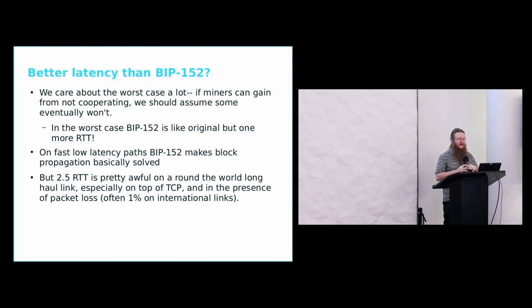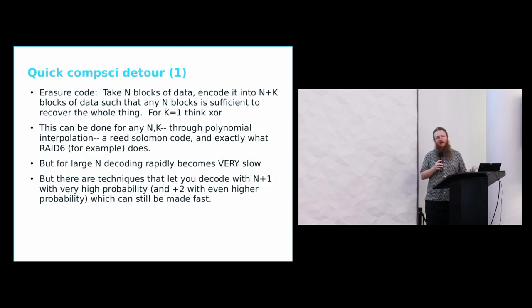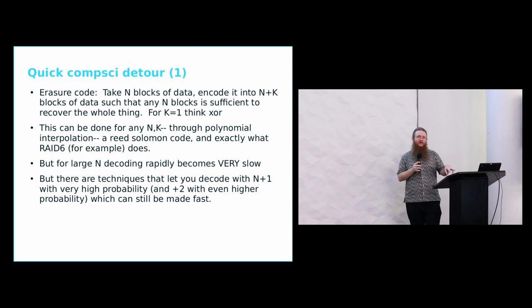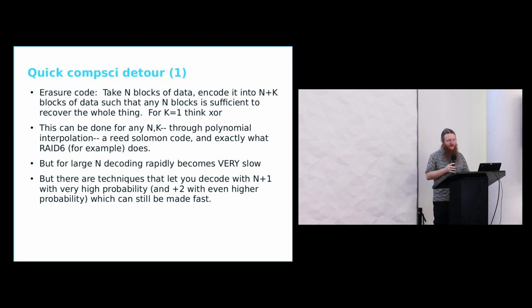So I want to take a quick detour into some CompSci fundamentals. And I think most people are at least vaguely familiar with the concept of an erasure code. This is what RAID does with your disks. Basically, you can take n blocks of data and code them into n plus k blocks of data, such that any n out of the n plus k is sufficient to recover the whole thing. This is what RAID 6 does, for example. You've got two extra drives, and so long as you have no more than two failed, you can recover all your data. It seems a little magical, but if you think about the k is one case, you can just use XOR and you can work out on paper how that just works fine. You compute your redundant block as the XOR of all the other blocks. This can be done for any n and k. So you can, for example, split a Bitcoin block into 1,000 pieces such that you need only any 500 to recover them.